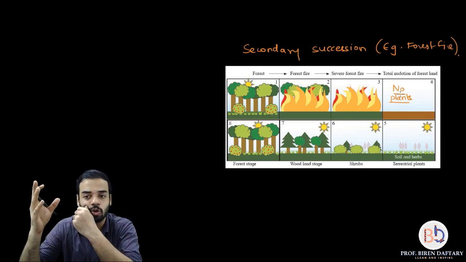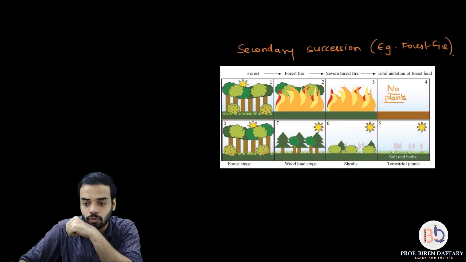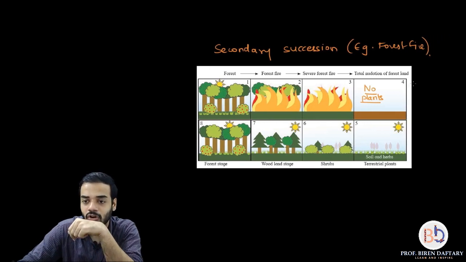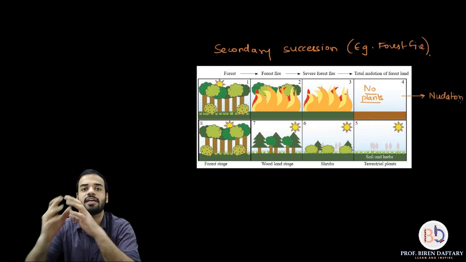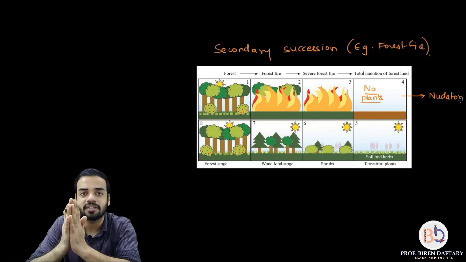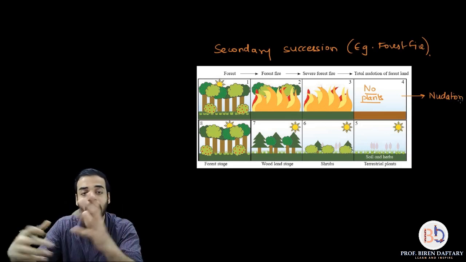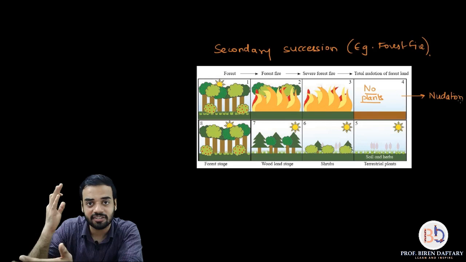I can also call step number 4 as which step? I can call this as nudation step. Does everybody remember this? Nudation is the step where the environment is completely barren, there are no organisms present. So after step number 4, secondary succession will start.